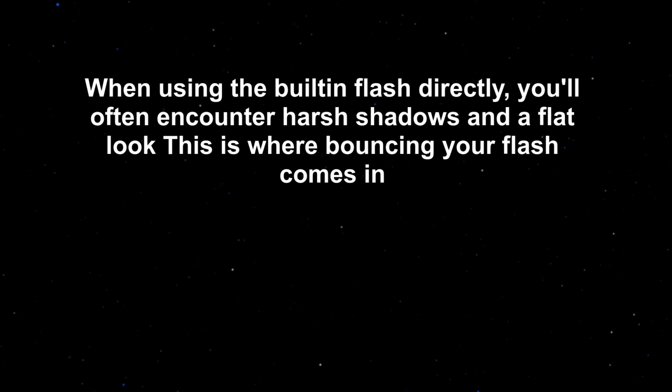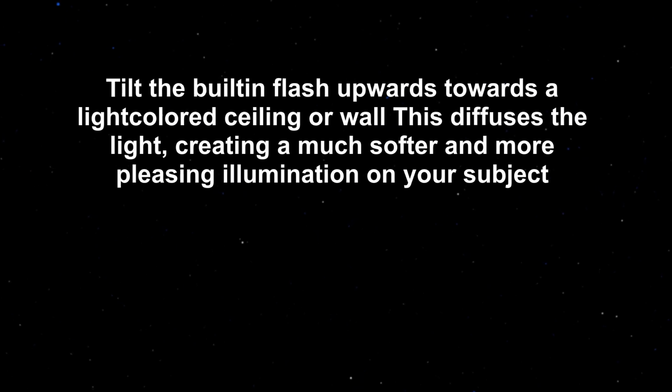When using the built-in flash directly, you'll often encounter harsh shadows and a flat look. This is where bouncing your flash comes in. Tilt the built-in flash upwards towards a light-colored ceiling or wall. This diffuses the light, creating a much softer and more pleasing illumination on your subject.